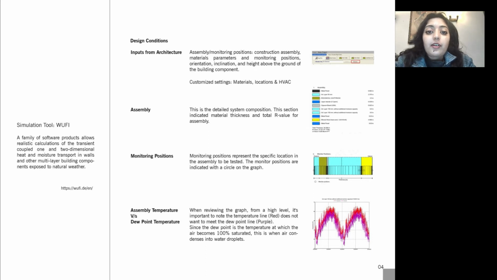These graphs depict at what point in the system this potential hazard occurs, based on the data inputs that include weather conditions from regional data, material conductivity, interior environment information, and so on. Ideally, the temperature should be more than the dew point at all points to prevent condensation.